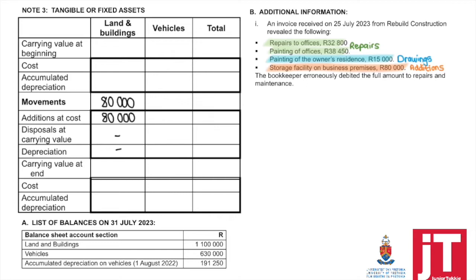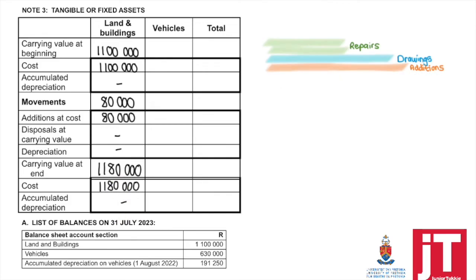That's why the balance from the pre-adjustment will be the balance in the beginning. And that means we now need to calculate the balance at the end. To get the balance at the end, we take the beginning plus the additions. Please remember, we do not calculate depreciation on land and buildings. That's why we're going to indicate accumulated depreciation with a dash. So it means that your cost is equal to the carrying value.